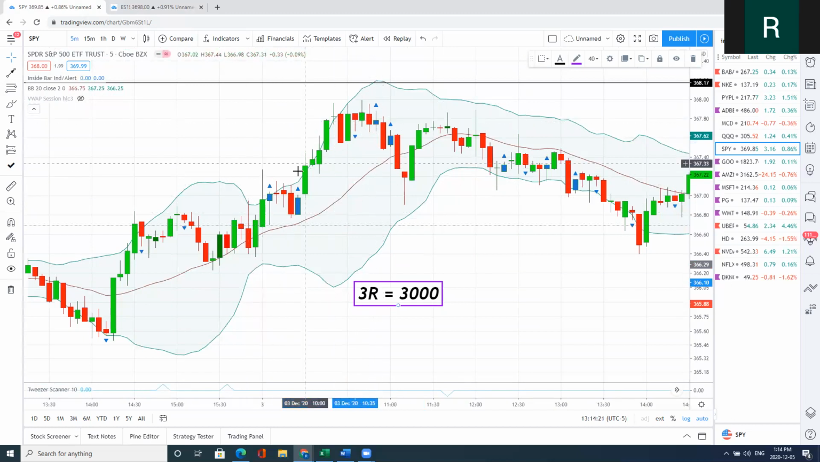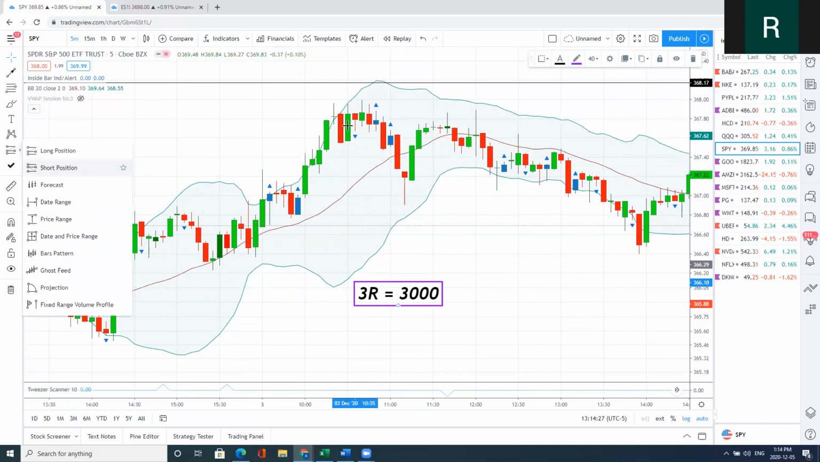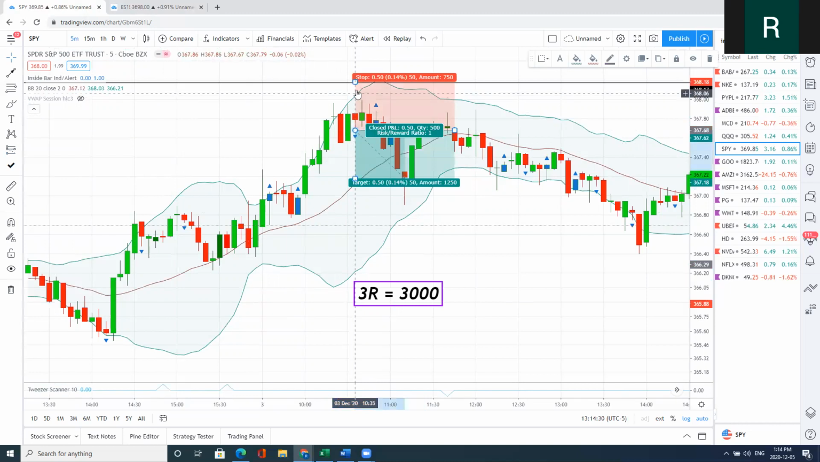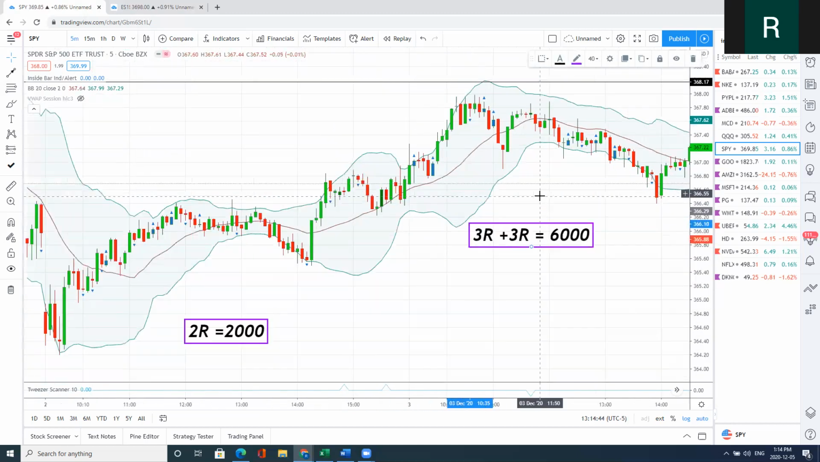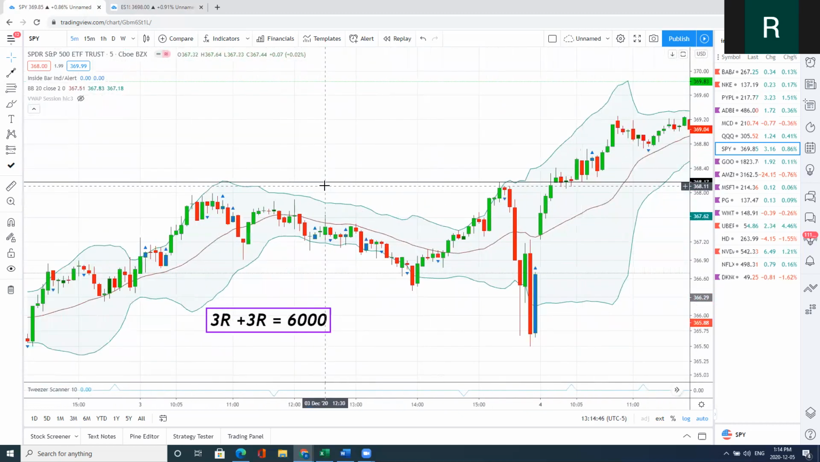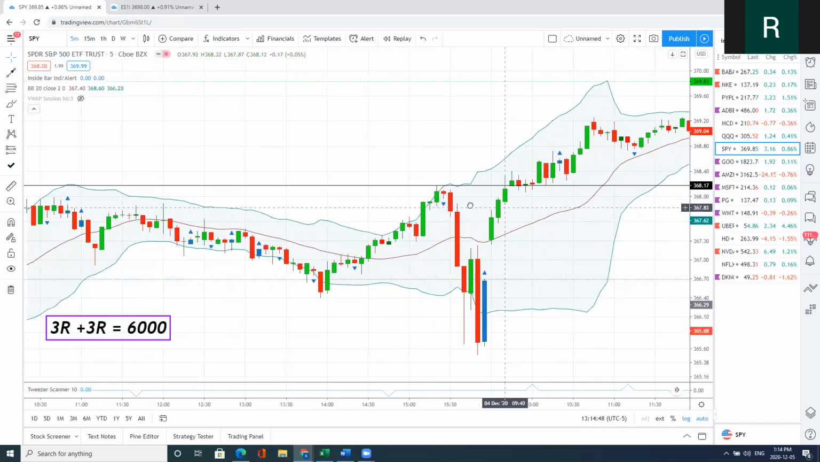This was around 11. And then I saw this double doji right here with this inside bar again. And I did the same thing. And I just shorted right below this low here. Stop right over here. And we're able to get a 3R again. So then I'm just going to add this here. So 3R plus 3R, $6,000. Okay.